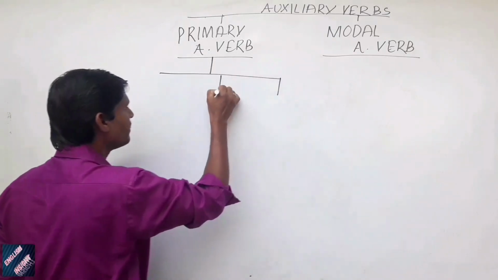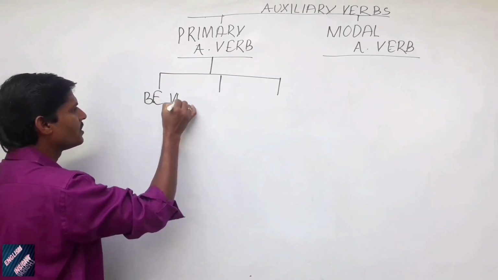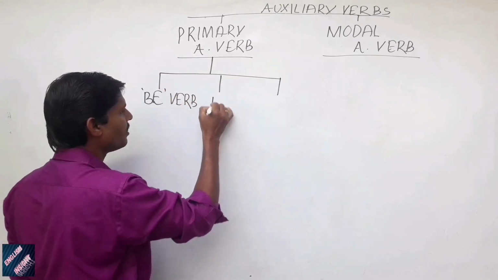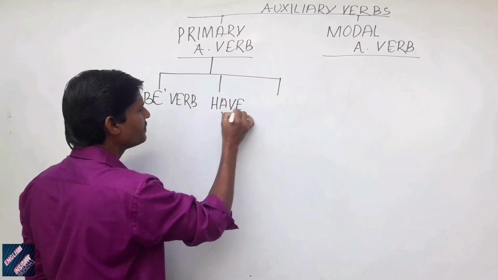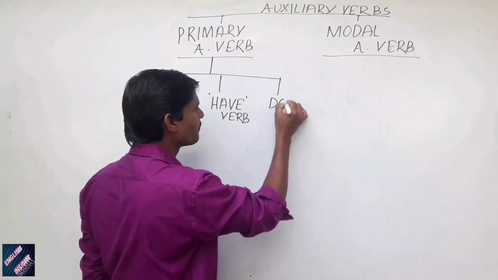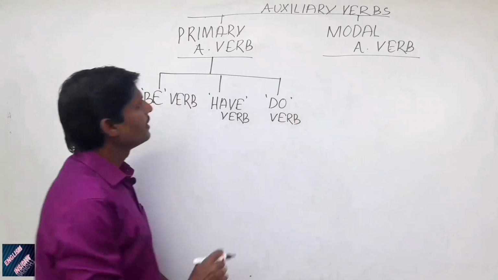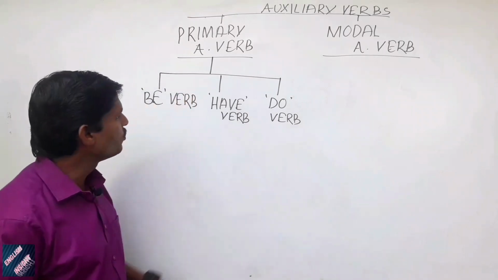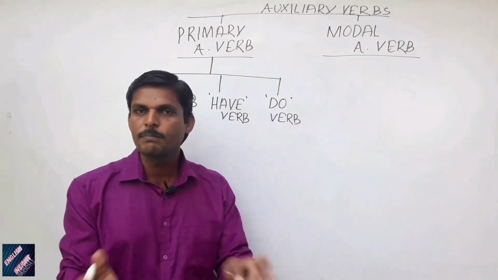We'll see what they are. So, some of them are called be verbs. Some others are called have verbs. Okay? And some others are called do verbs. Okay? So, primary auxiliary verbs are of three types. Be verb, have verb and do verb. These are the three types of primary auxiliary verbs.